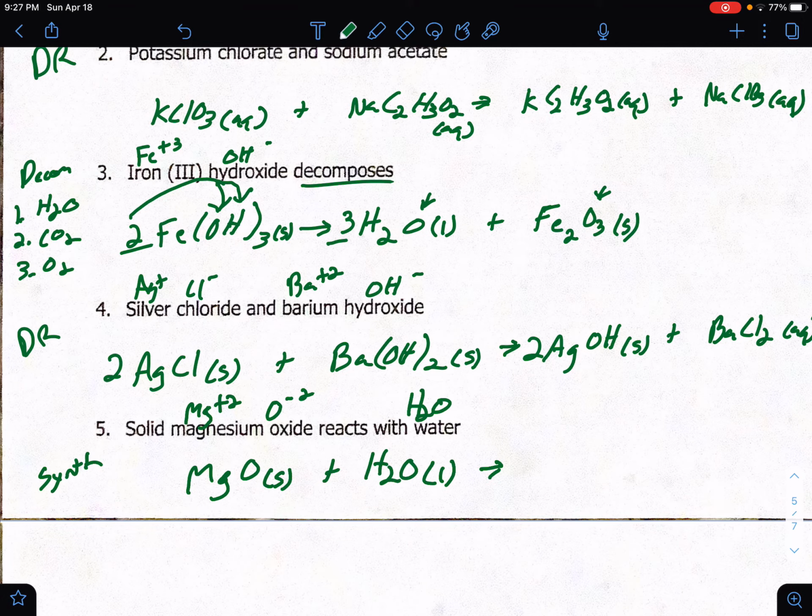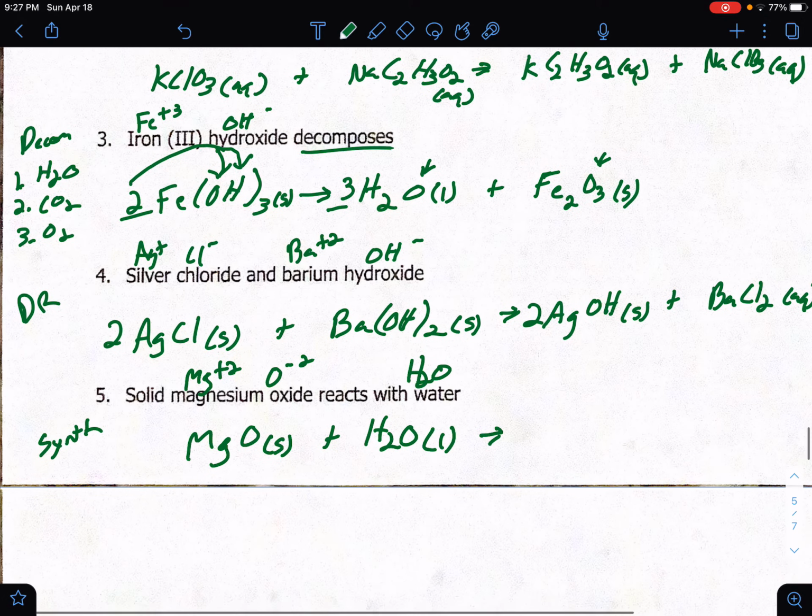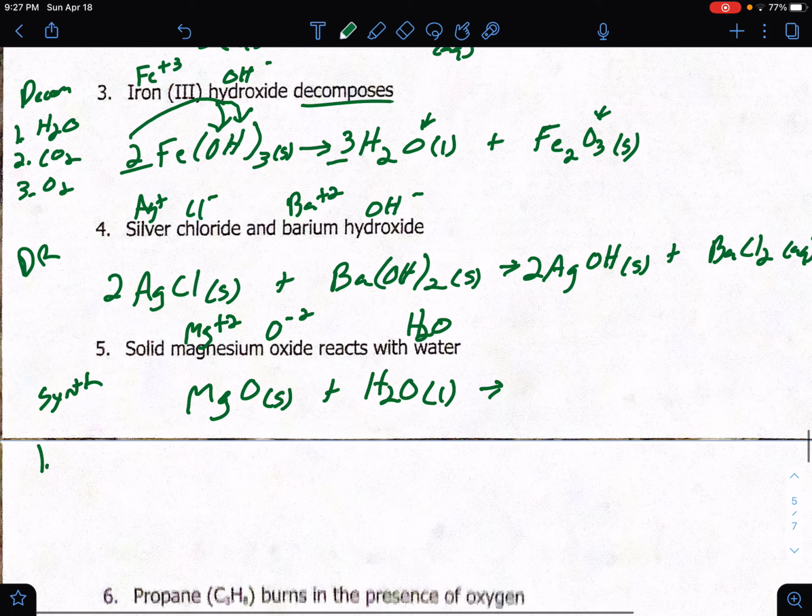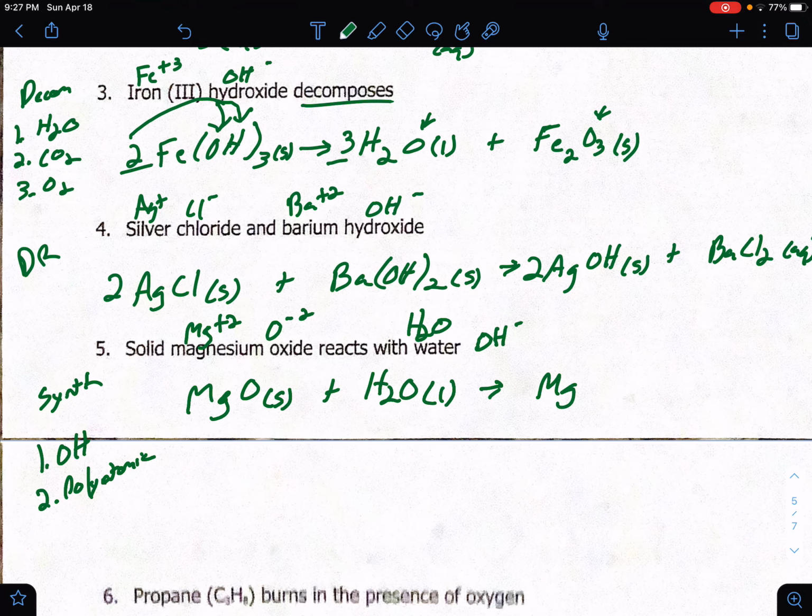Okay, so remember my rules for synthesis, let me write these right here. If I can make hydroxide, I'll make hydroxide. Or if I could make a polyatomic, like carbonate or chlorate. Well, I can't make a polyatomic, but I can make hydroxide. So that means I'm now going to take magnesium and bond it with hydroxide. So hydroxide is OH with a minus 1 in case you need that. So this would be Mg with a plus 2. So that means I need 2 hydroxides to balance out.